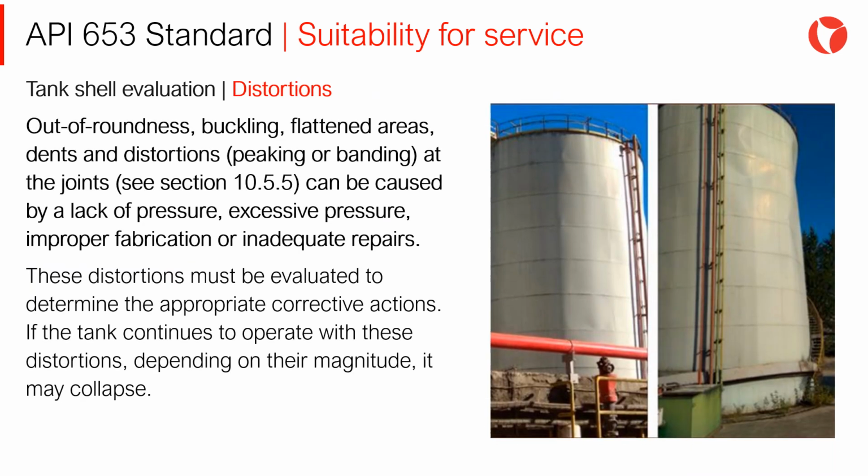Let's discuss distortions. Out of roundness, buckling, flattened areas, dents, or some other distortions like peaking or banding at the joints can be caused by a lack of pressure, excessive pressure, improper fabrication, or inadequate repairs. These distortions must be evaluated to determine the appropriate corrective actions. If the tank continues to operate with these distortions, depending on their magnitude, it may collapse.